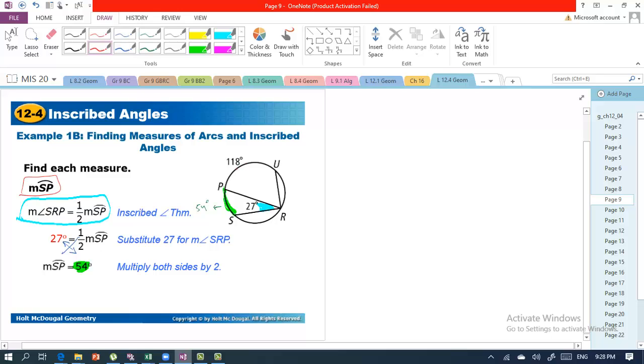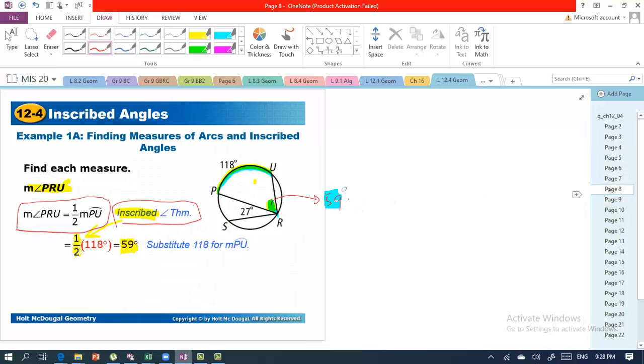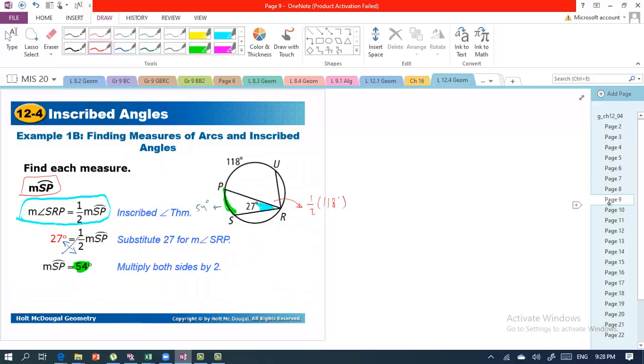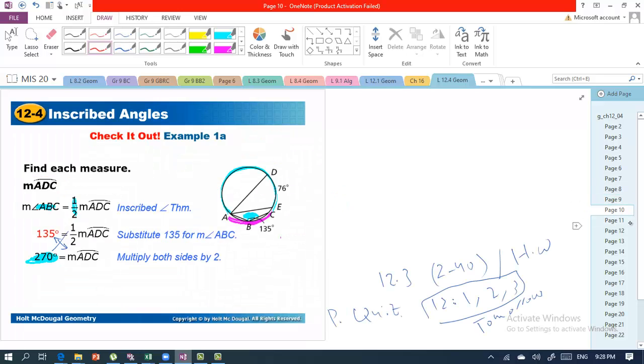And here we can find, for example, this is 118. How much is this angle? We have found it previously here. So this is half of 118, and we have found it previously, 59. So it depends. Find each measure here, ADC, similar.